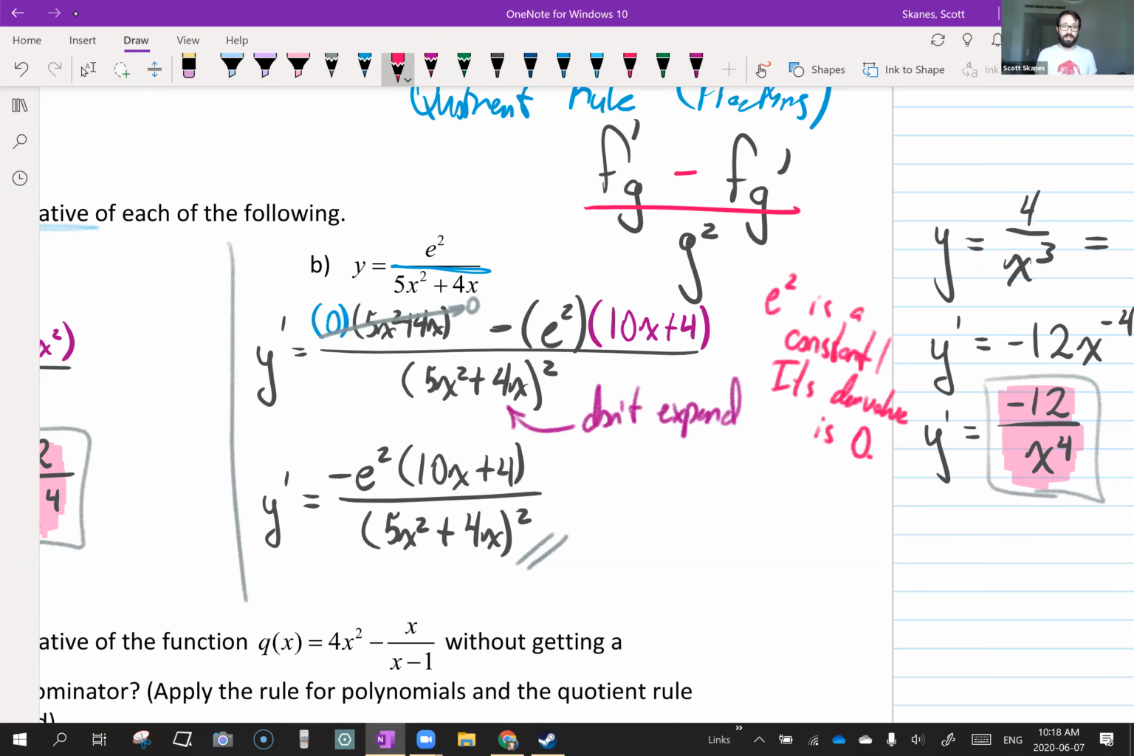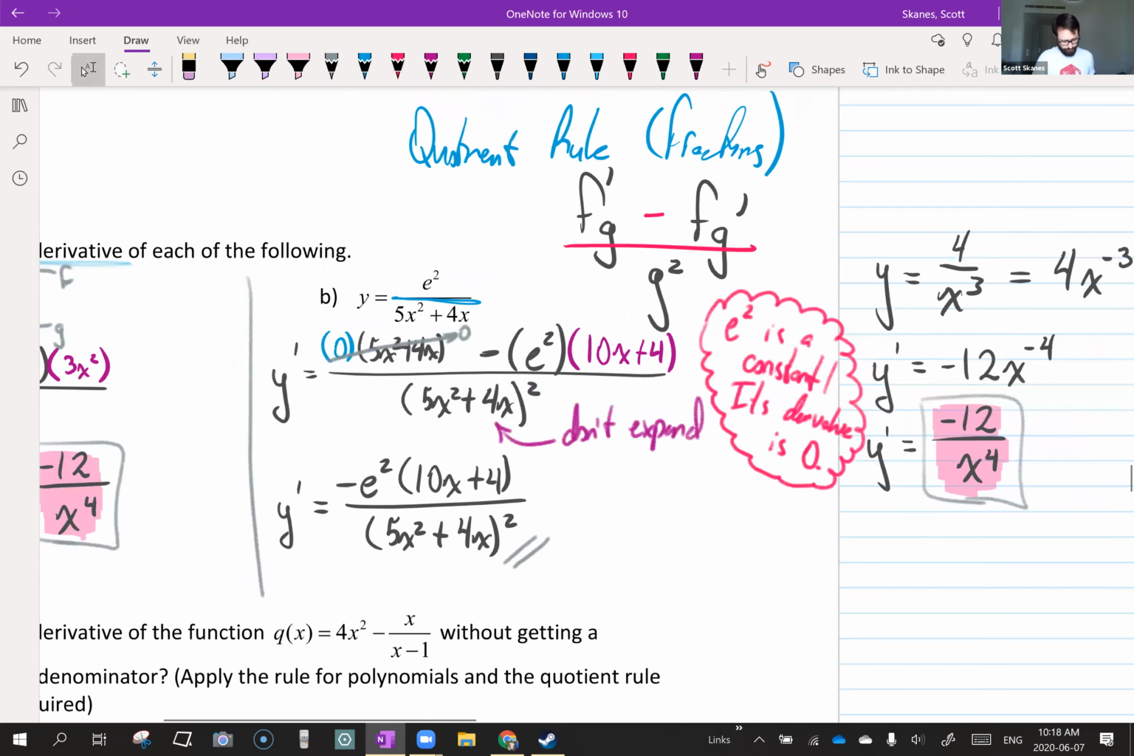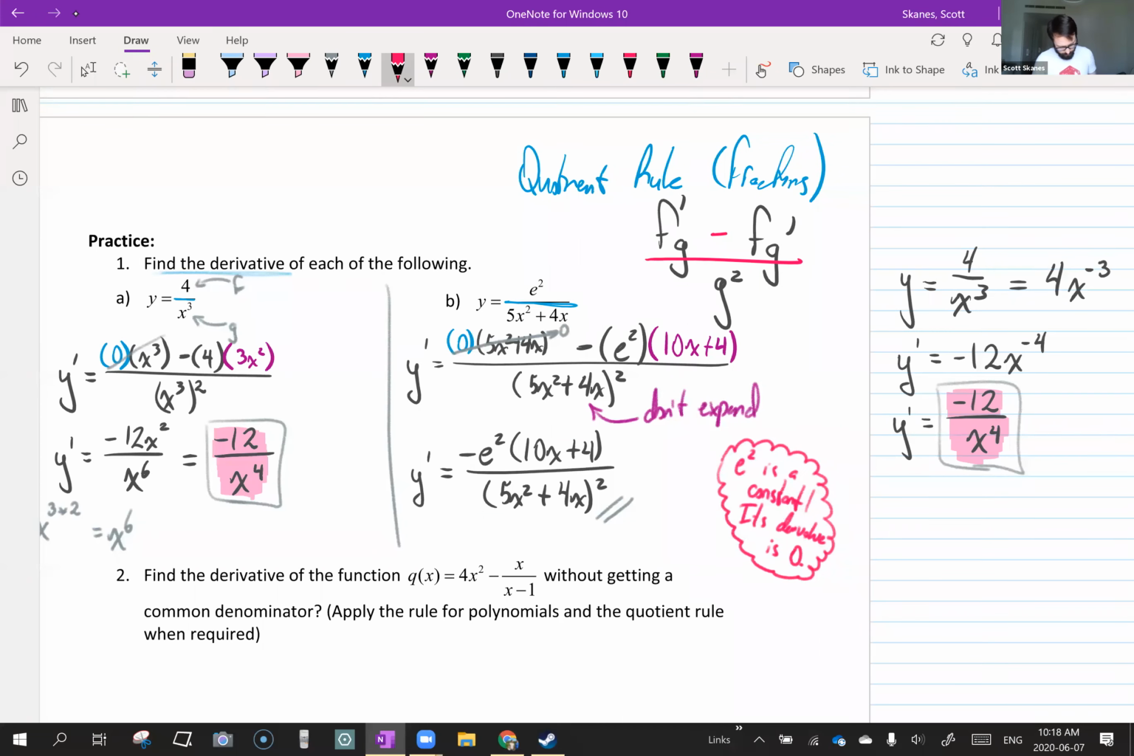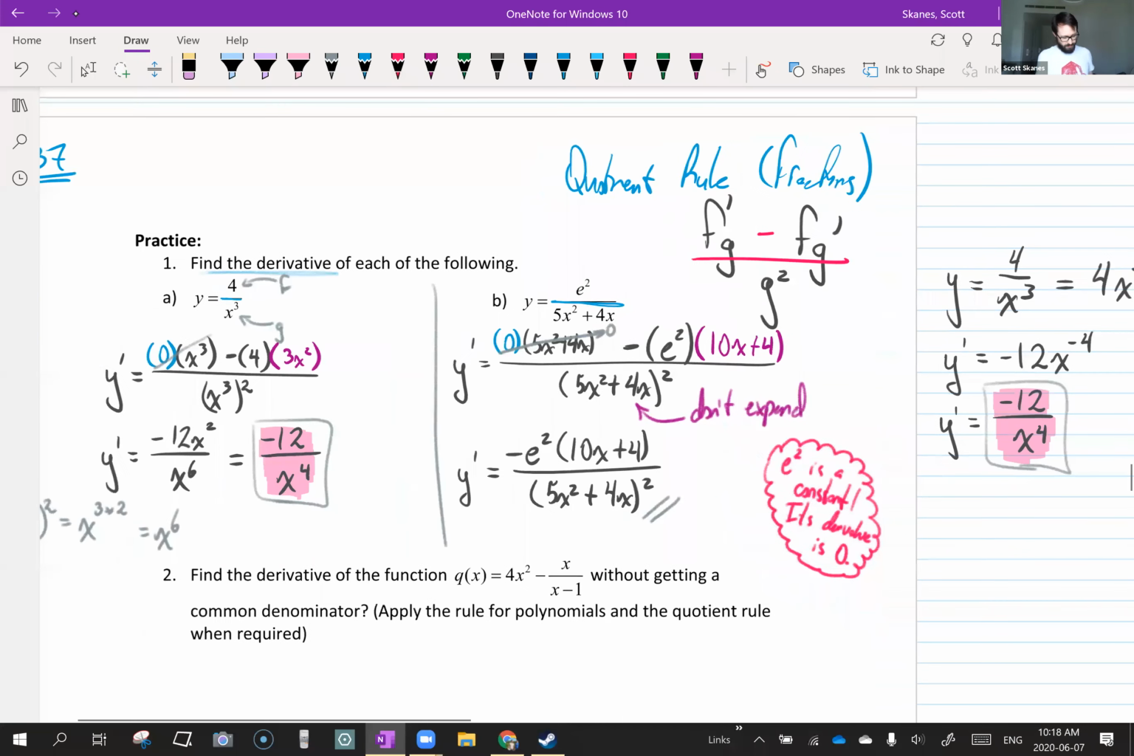If you see e, some students kind of freak out and they're like, oh no, what is this e? It's not a variable, it's a constant. So whenever you see it, just treat it like a 5 or a 1 or a 2 or a 10 or any number. Just know that it doesn't make a big difference. It's just going to simply go to 0. Just want to make a note. Okay. E is a constant, derivative 0. Let's move on.